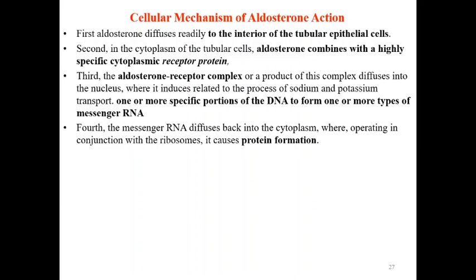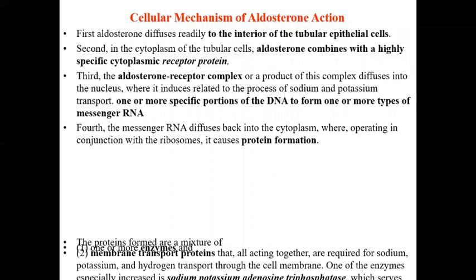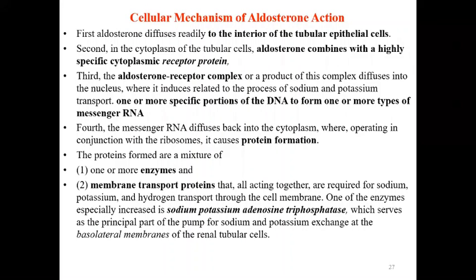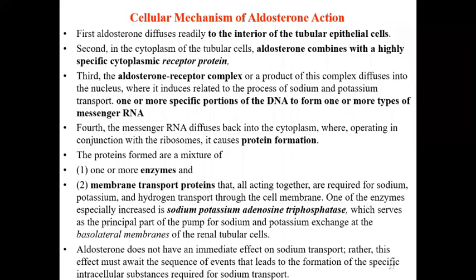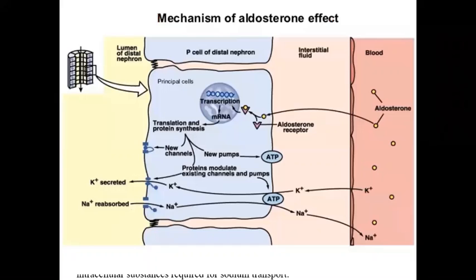Some of these proteins are channels and others are enzymes that are involved in reabsorption of sodium in exchange for potassium. Others are membrane transport proteins like the sodium potassium adenosine triphosphatase, which is responsible for breaking down phosphates to transport these solutes against the concentration gradient. So aldosterone does not have an immediate effect on sodium transport, but later on you see the effect because it is enhancing the transcription of DNA into messenger RNA.